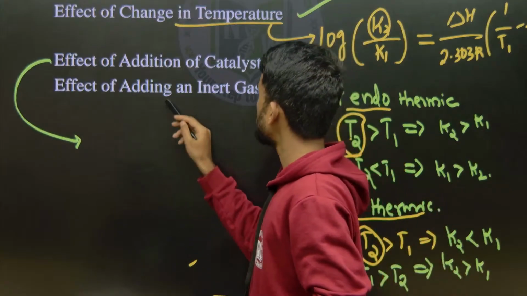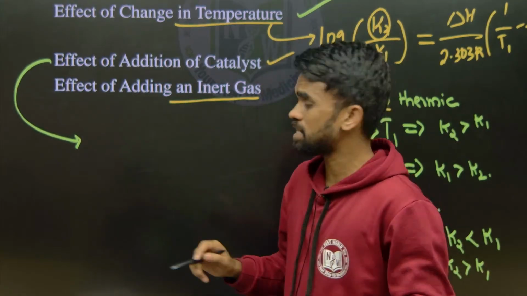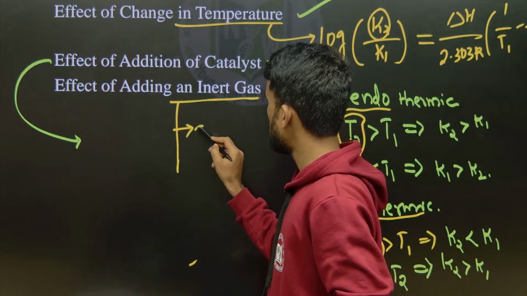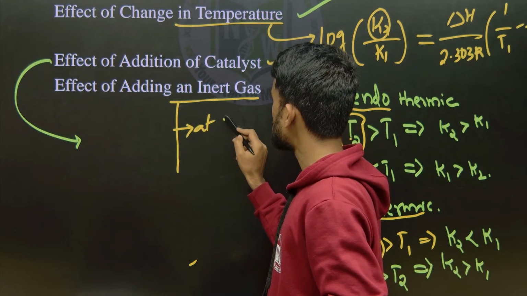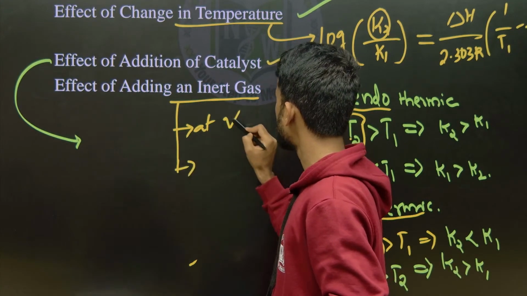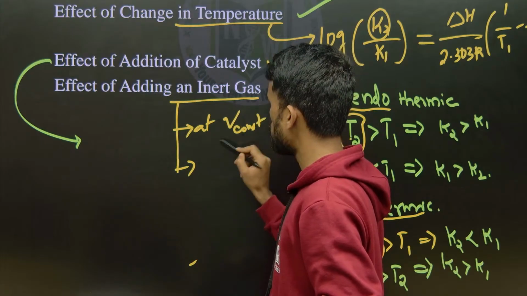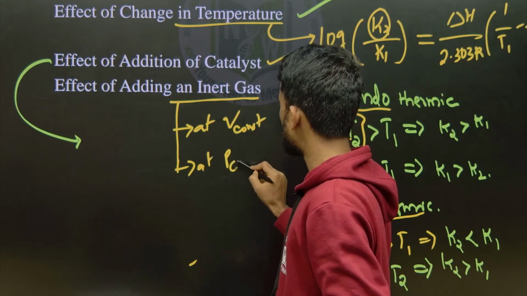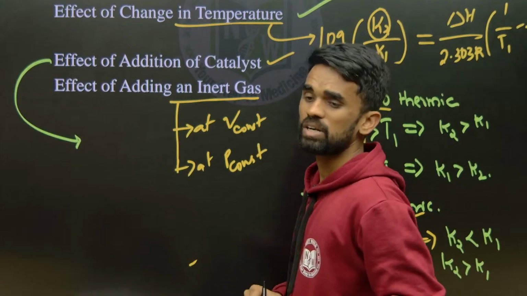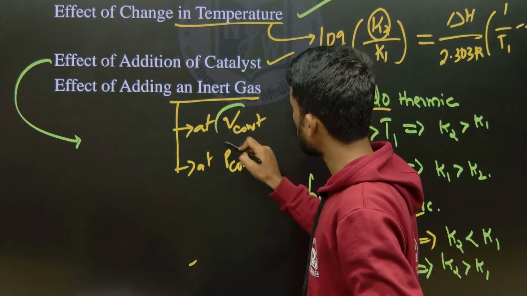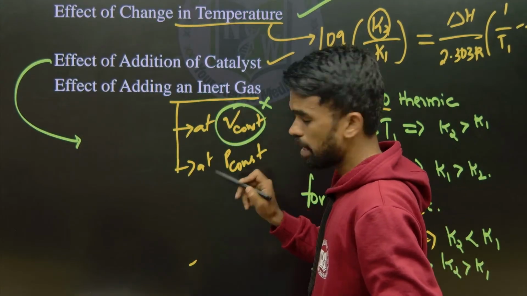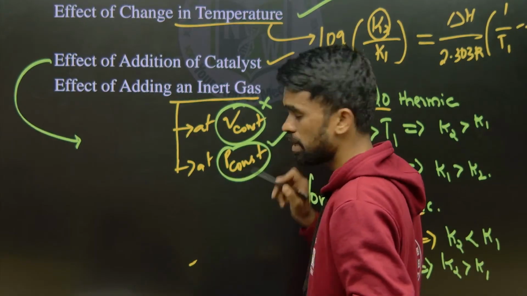And for addition of inert gas, we have two conditions: at constant temperature, at constant volume and at constant pressure. One is V constant, the other one is P constant. At constant volume, no effect. At constant pressure, we have some effect.